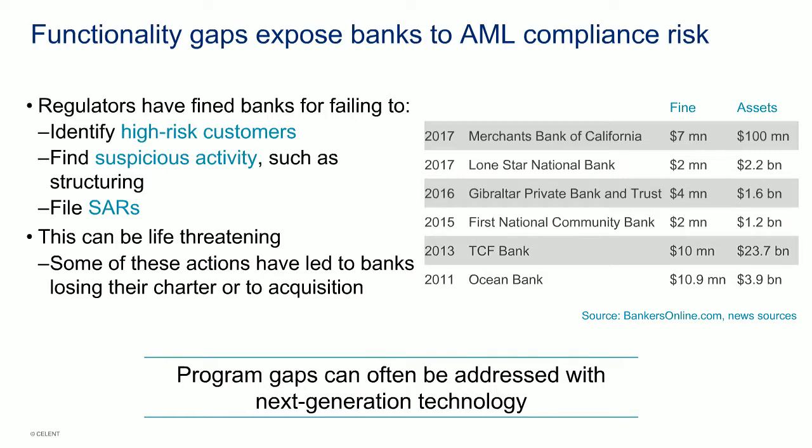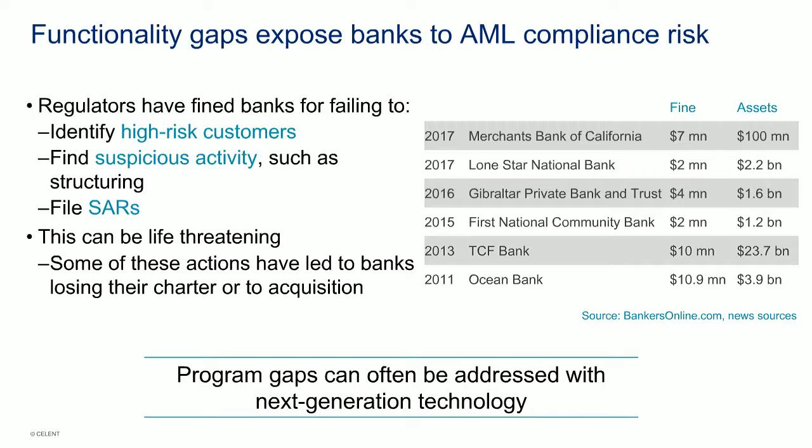Incumbent technology tends to have functionality gaps of these sorts that expose banks to AML compliance risk. Now, the headlines or attention-grabbing fines are often very large fines for top-tier banks, large international banks, U.S. operations, and things of that nature. But other banks are also hit with fines and regulatory actions.